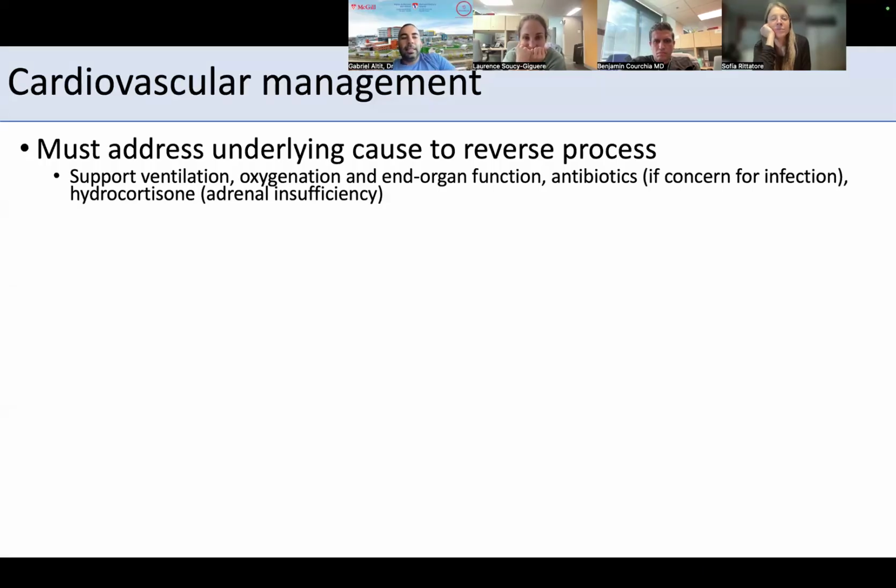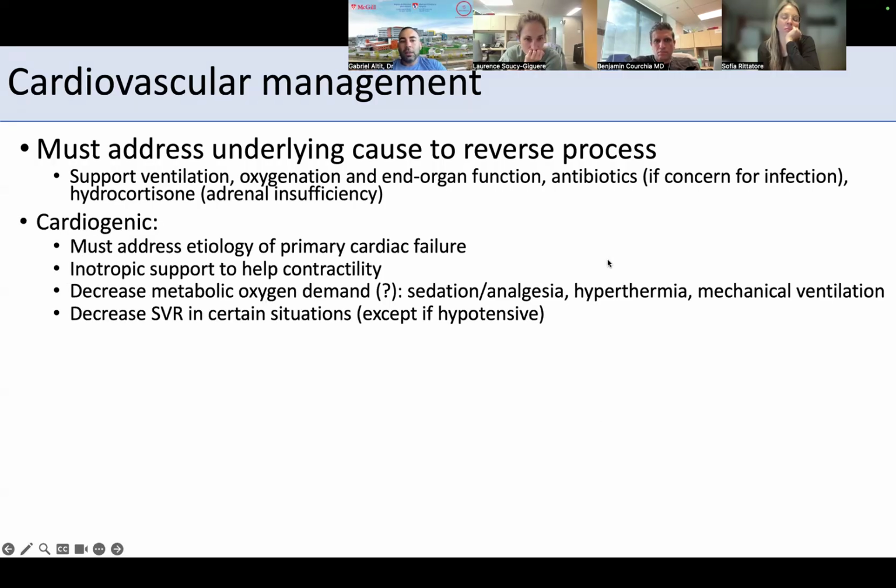So when you look at these very crude phenotypes, often in hemodynamics we're asked to look at these very acute changes, but also at the more subtle changes. But you really have to address the underlying cause to reverse the process. So of course, you need to support ventilation, oxygenation, and organ function. You need to consider antibiotics if you think there's an element of infection, like the Surviving Sepsis Campaign: start antibiotics as soon as possible. If you think there's a hormonal component, you need to correct it. Of course, if it's cardiogenic, you need to address the primary etiology of the cardiac failure. If it's aortic stenosis, no matter how much inotrope you start, if you don't relieve the obstruction, you're not going to rescue your phenotype.